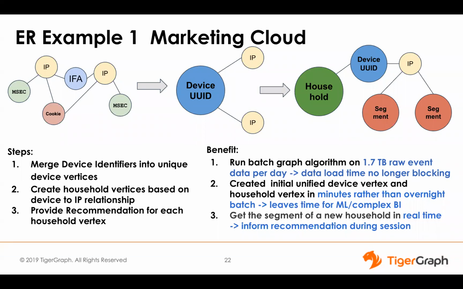Finally, they were able to offer a new service: the ability to do household segmentation in real time, and that allowed them to start doing recommendations directly. So rather than just providing demographic information to their clients, they can now give them very specific recommendation attributes, so that they can just get their business going.